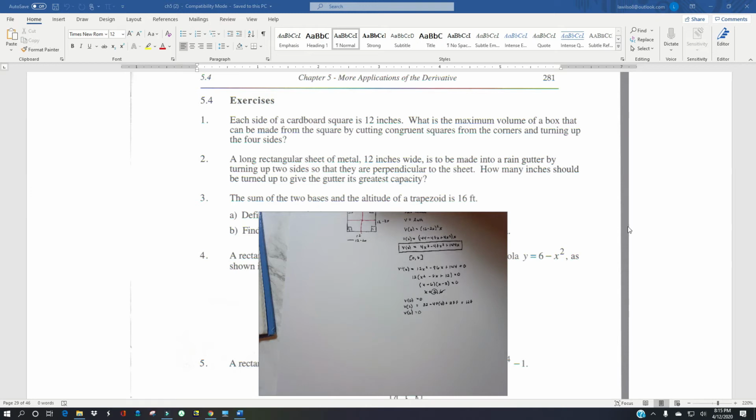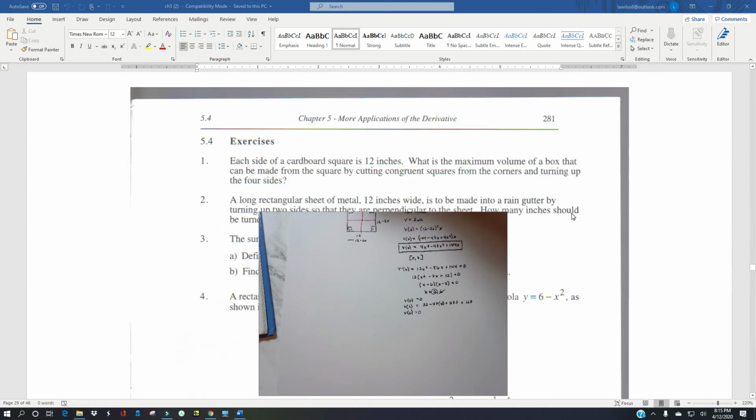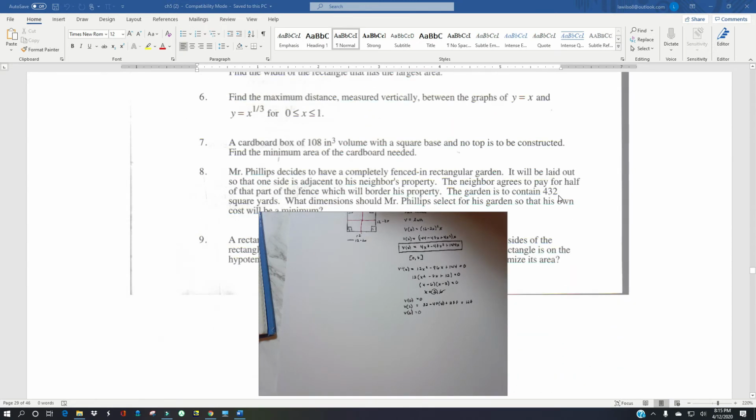The next one that I liked was number 7 here. So again, this is from your best book and it's page 281. Number 7, we want to build a cardboard box with no top, with a square base that holds 108 cubic inches of something. Okay, so the volume is 108 cubic inches. They want you to find the minimum area of the cardboard needed. So that means we need the surface area of this box.